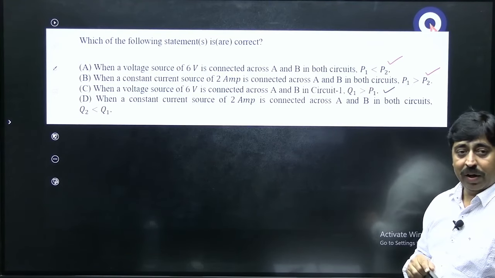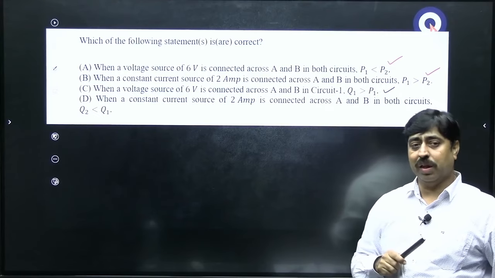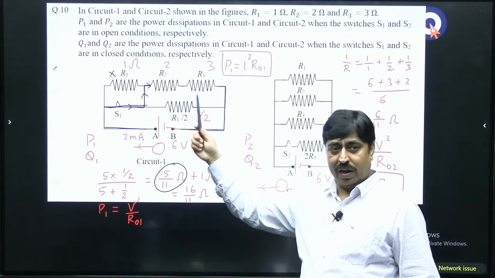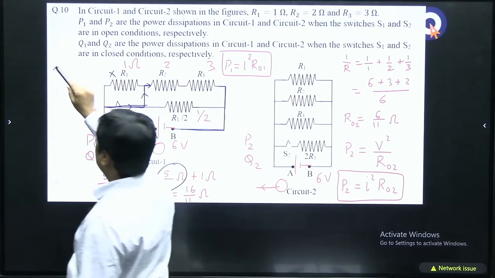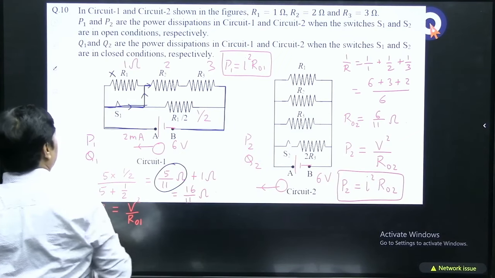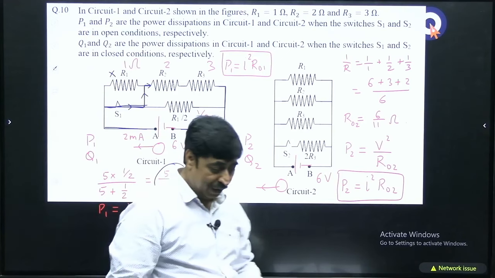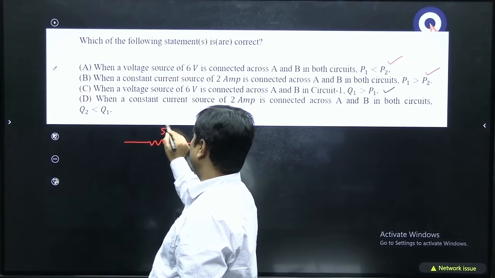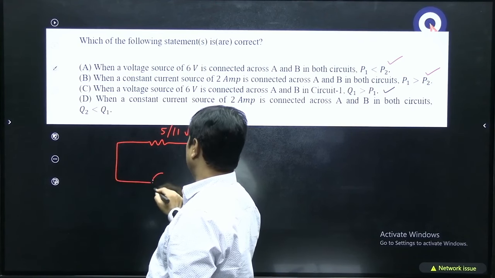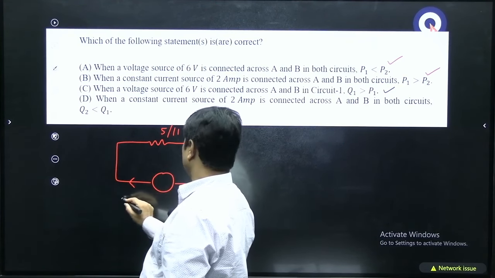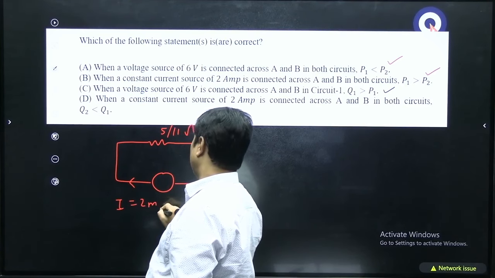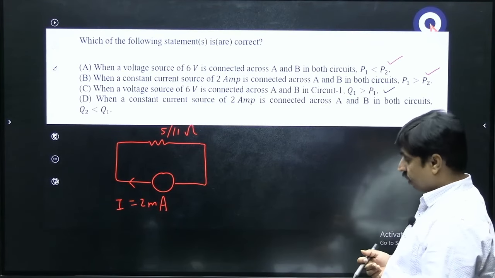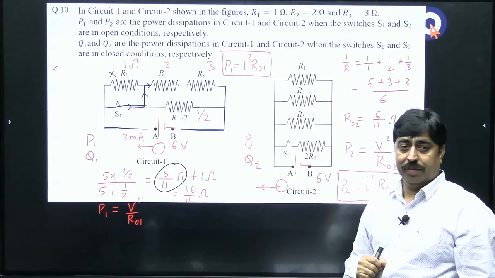Am I right? So, this option is correct. Then the last one. When a constant current source is connected to both the circuits, compare Q2 and Q1. We have already worked out that in this particular circuit, the equivalent resistance is 5 by 11 when the switch is closed. So let me draw a diagram here. 5 by 11 ohm is connected to a source which delivers a constant current of 2 milliampere. Now, when the switch is closed, what is the equivalent resistance here?